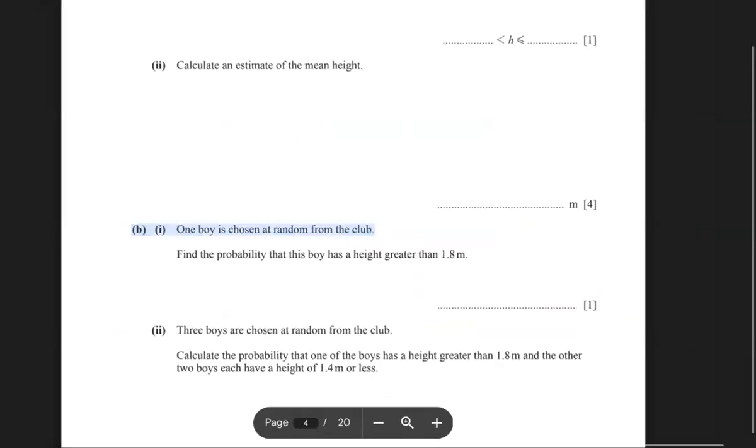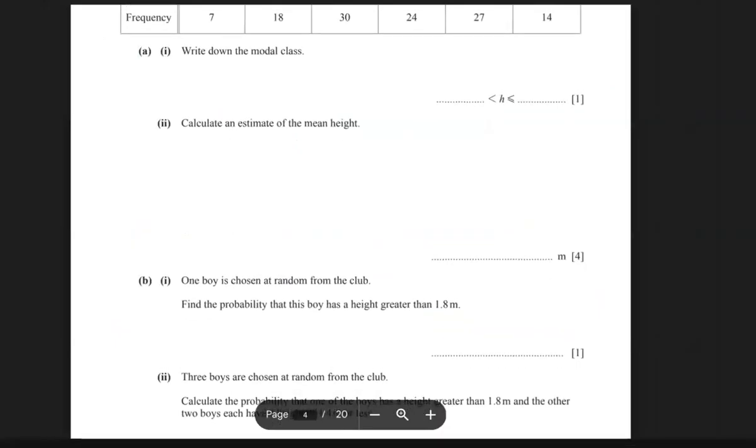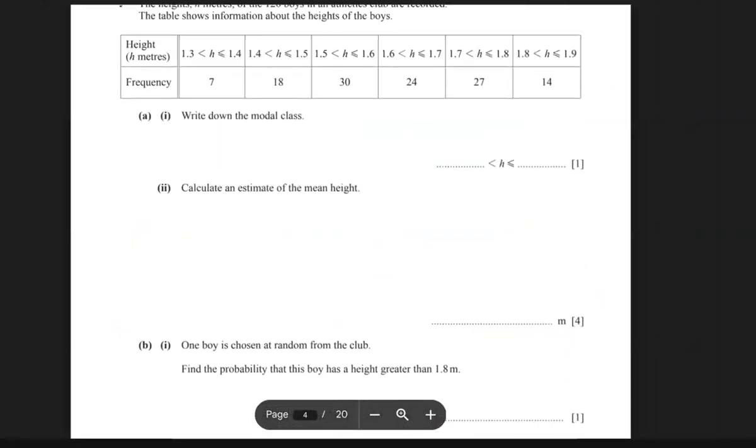Okay, combined with probability. One boy is chosen at random from the club. Find the probability that this boy has a height greater than 1.8 meters. So that boy needs to come from this group. Okay, so the probability is just 14 out of 120. A probability, they won't penalize you if you don't simplify this, by the way. But if you want to simplify, 7 out of 60.